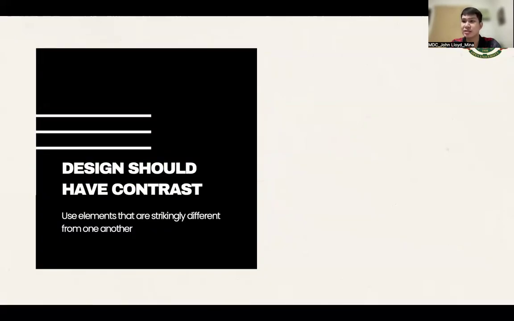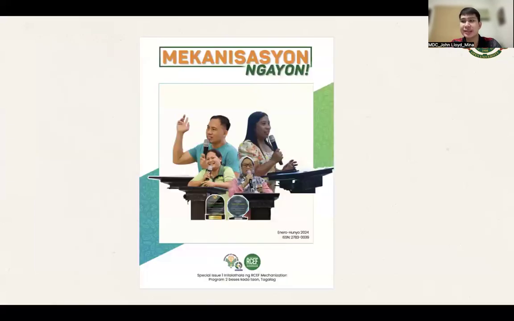Design should have contrast. The fifth principle is contrast. Sometimes we need to use elements that are strikingly different to draw attention. Contrast can be expressed in various ways. It can be dark and light, large and small, happy and sad, and through differences in color, scale, mood, and dimension. Below is a material I designed that showcases contrast in color and size, making the elements stand out from one another.